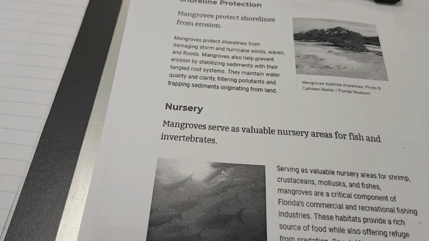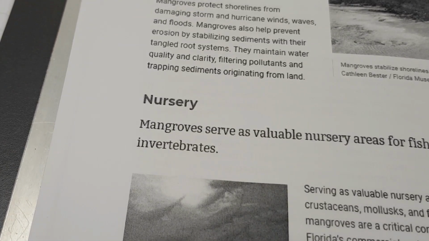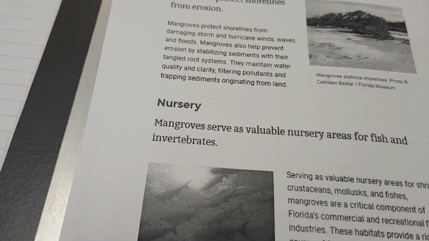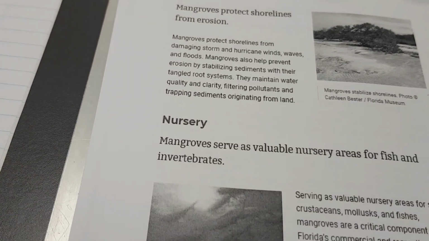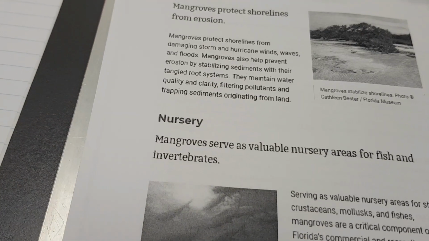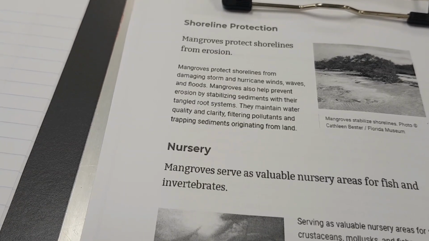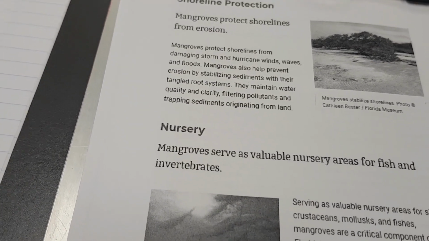Okay, so based on what we just said, let's do a sample analysis of how we would go about figuring out what is happening in a paragraph, in a text. What I've chosen here is a really easy one to cut our teeth on. The title is Shoreline Protection: Mangroves Protect Shorelines from Erosion.